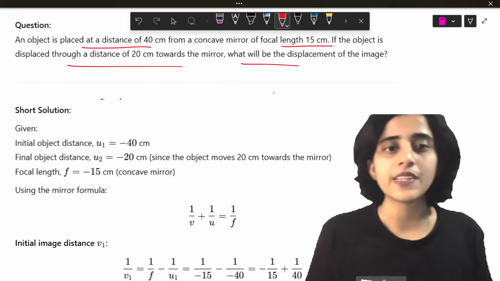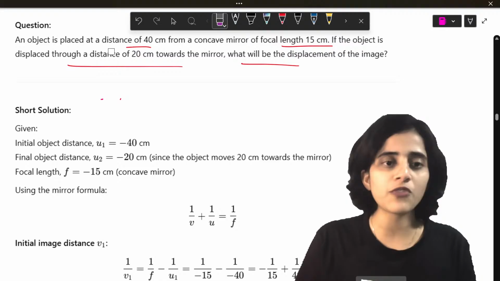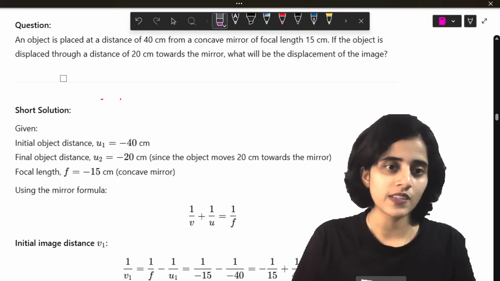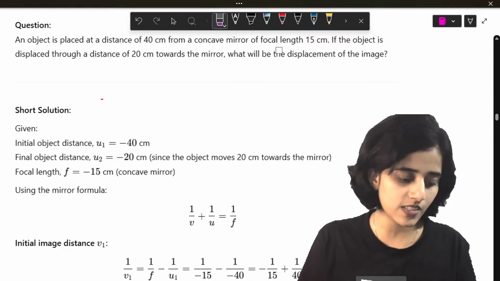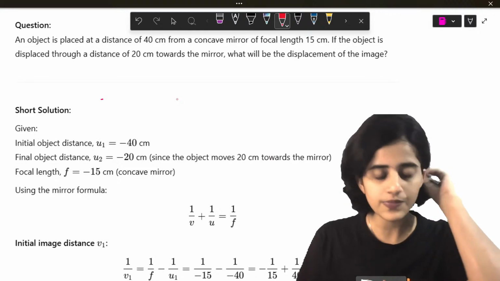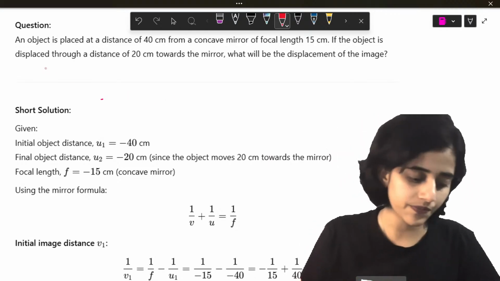Shall I move on to the next question? Yes. Super. Next question. Most of you were asking for an optics question. Here is the optics question. Optics questions are very easy, but you should know the sign convention. Let's look at it carefully.